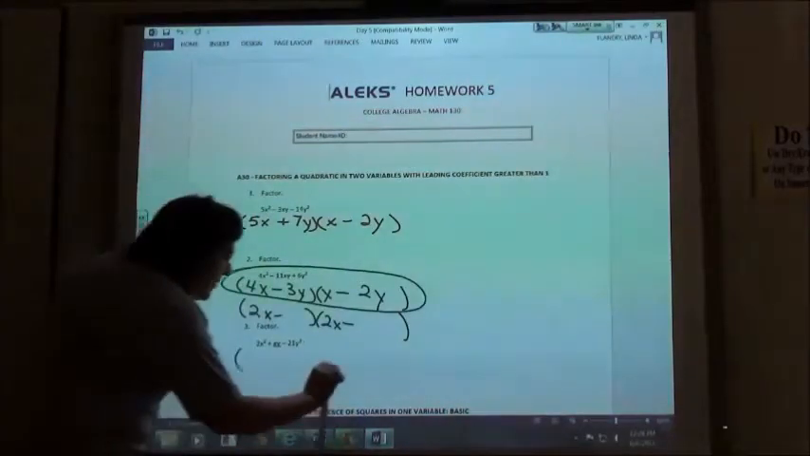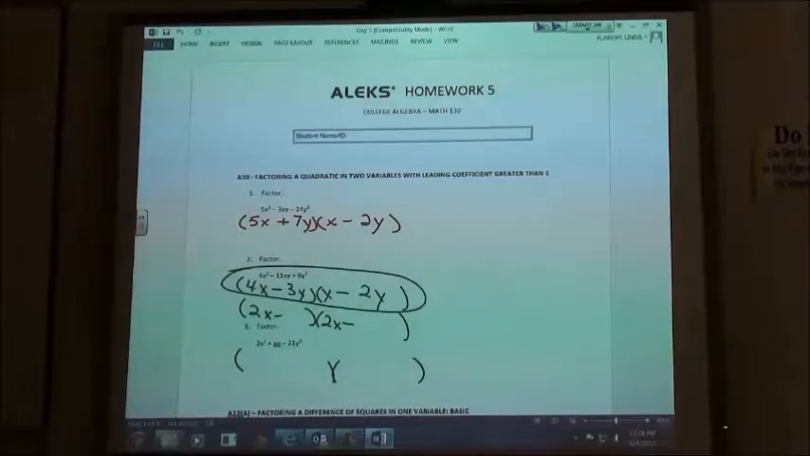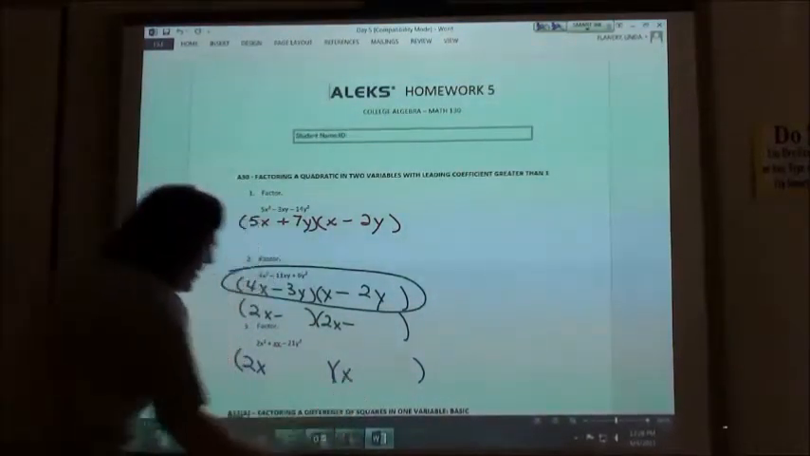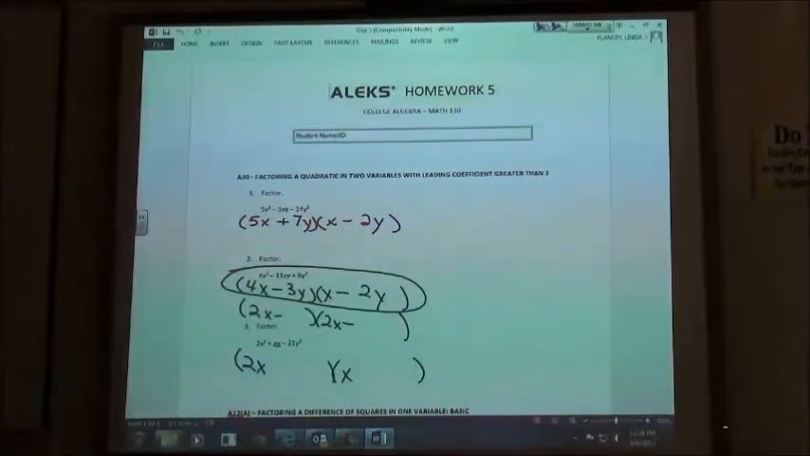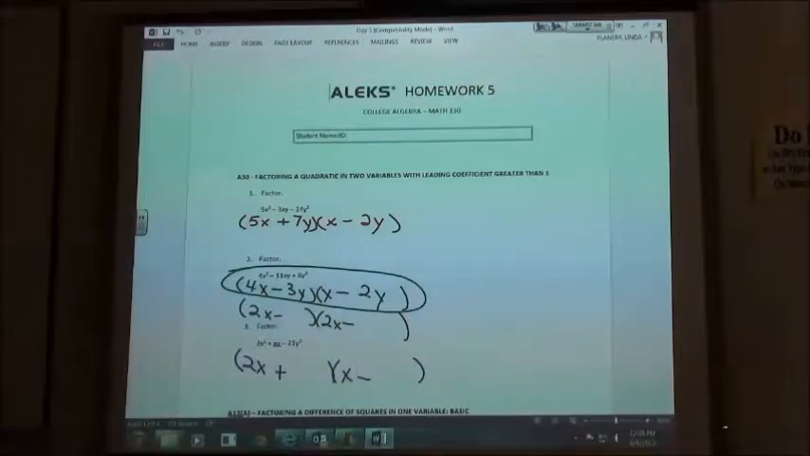Number 3, same kind of thing. Factors of 2x squared. 2x and x. My signs on this one, positive and a negative. I don't know which order it is, but if I need to switch it, I will.